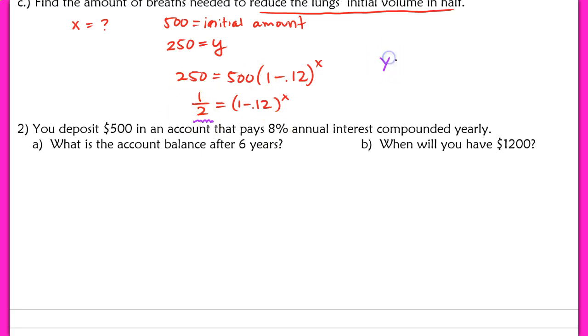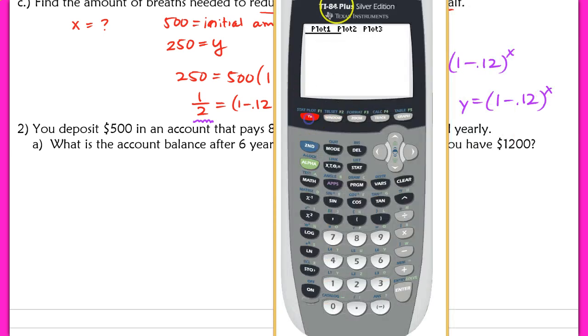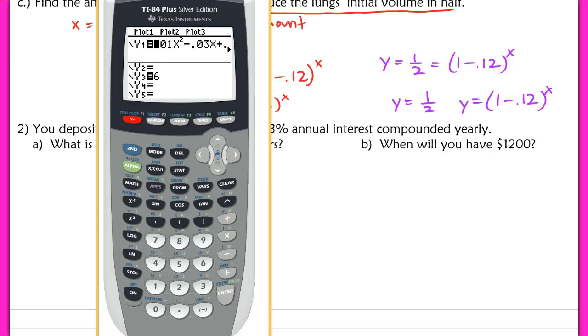This is y, which is equal to 1/2, is equal to 1 minus 0.12 to the x. This is what this equation is saying. So I'm going to set up two different equations. One, y is equal to 1/2, and the other, y is equal to 1 minus 0.12 to the x. Okay. In my calculator, I'm going to graph these two functions.